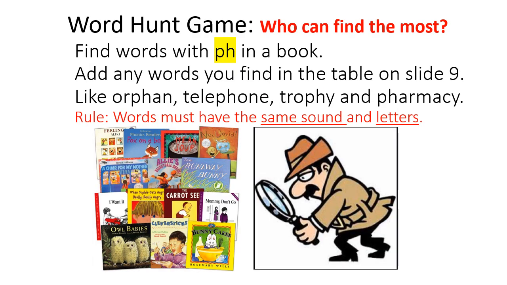Next is our word hunt game. Are you able to find different words with PH that make the F sound in a book? You may add any words you find on the table shown on slide 9. So remember, these words must have the same sound and letters as orphan, telephone, trophy, and pharmacy.